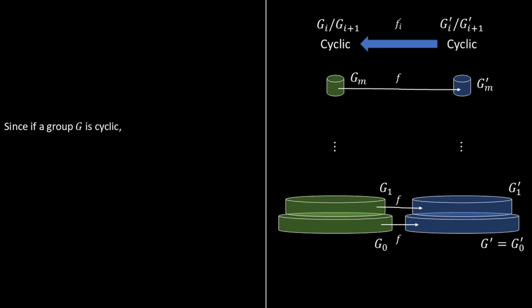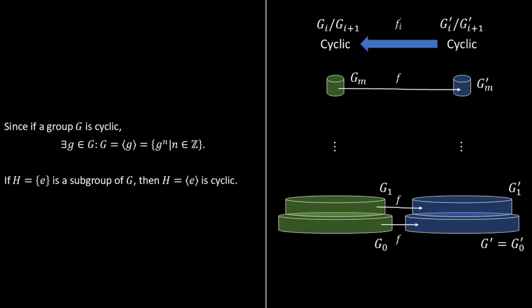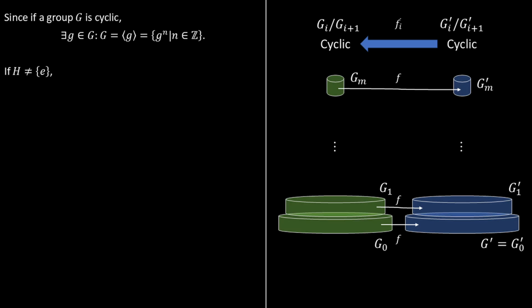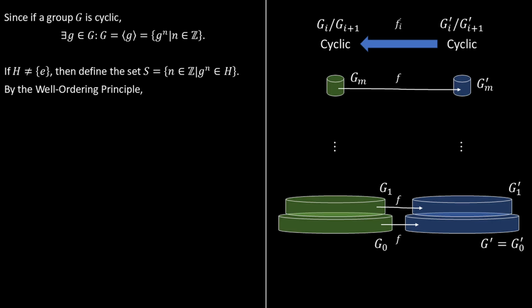If a group G is cyclic, there exists g in G such that G equals the cyclic group generated by g, equals the set of all g to the power of n where n is an integer. If H, the set with only the unit element, is a subgroup of G, then H equals the cyclic group generated by the unit element and is cyclic. If H is not the set with only the unit element, then define a set S equals the set of all n in integers where g to the power of n is in H. By the well-ordering principle, let d be the smallest possible positive integer in S.